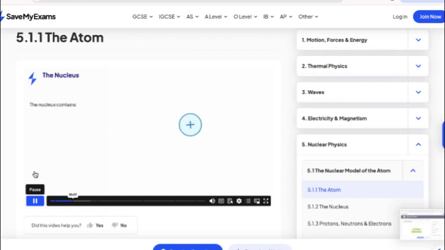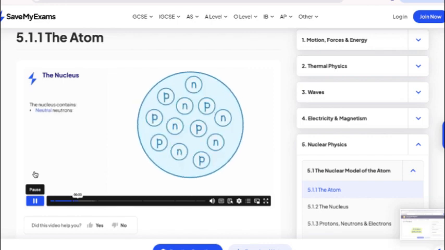Let's take a closer look inside the nucleus now. Inside, we have two types of subatomic particle: neutrally charged neutrons and positively charged protons. These positively charged protons give the nucleus its overall positive charge. If you're struggling to remember the relative charges of these two subatomic particles, the alliteration between their charge and names might help. Neutrons are neutrally charged, and protons are positively charged.